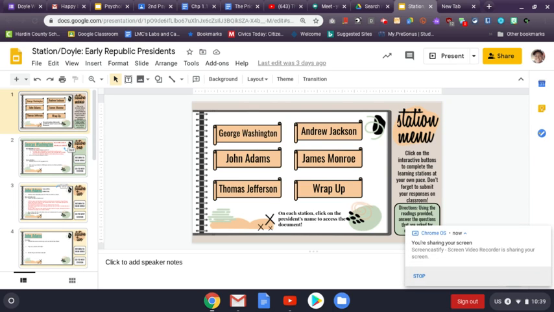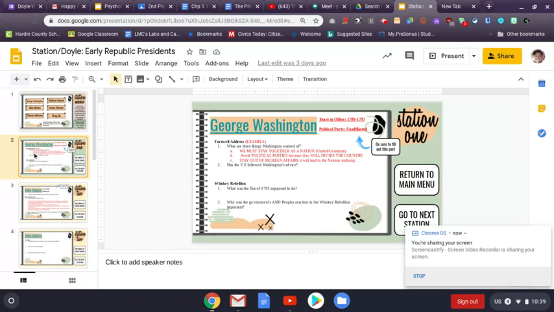So what we're going to be doing today is the early republic's president station activity. You're going to be researching 6 of these U.S. presidents. And how you do that is you're going to go through the document and fill in the blanks. So first off is George Washington.